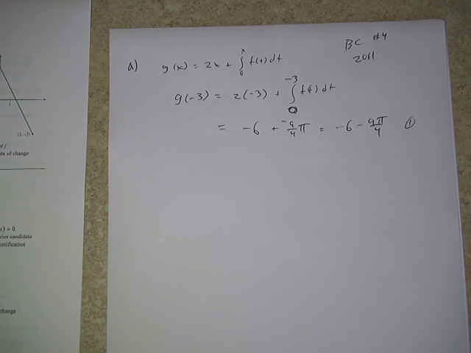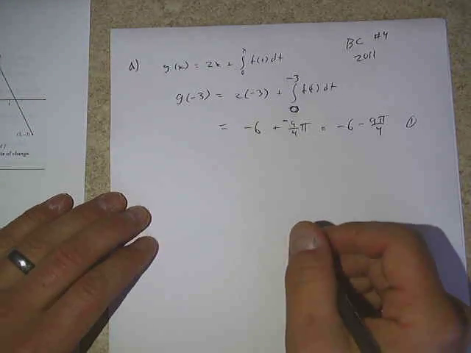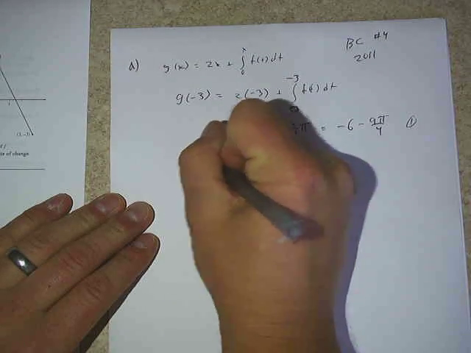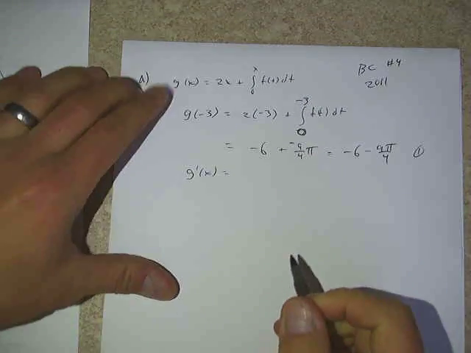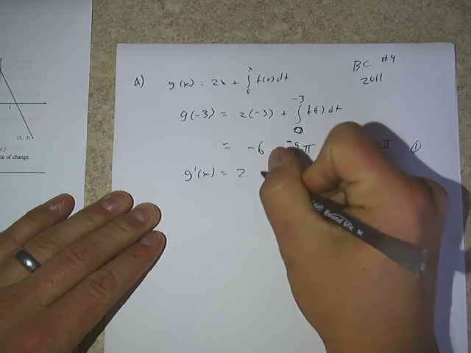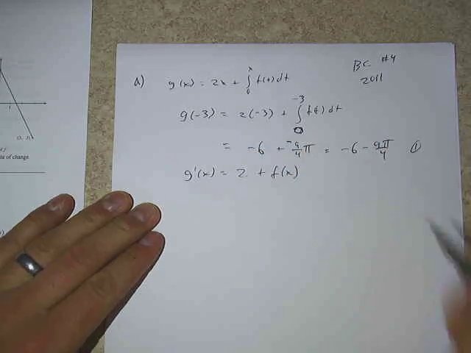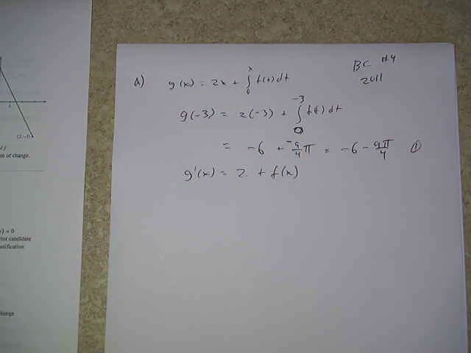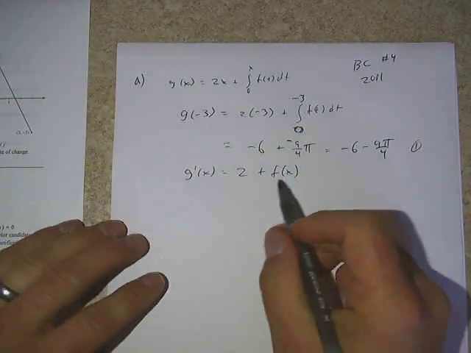And again, on a non-calculator test, is there any good reason that we should put those together into one fraction? I wouldn't waste the time or take the chance on messing it up either, right? So if you have the right answer, don't mess with it. All right, second part of part A is find g prime.